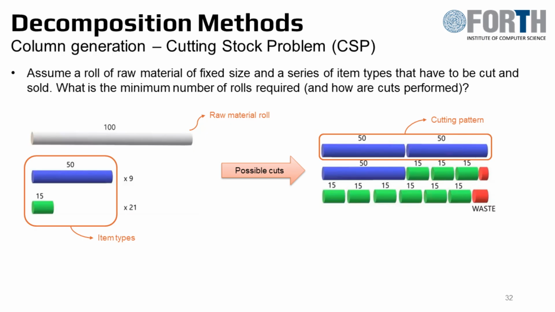For example, if the roll length is 100 and we have item lengths 50 and 15, we may cut A, 2 pieces of length 50, B, 1 piece of 50 and several pieces of 15, C, only pieces of length 15, and so on. Each pattern corresponds to a column in a linear program. The decision variable associated with a pattern represents how many rolls are cut according to that pattern. The difficulty is that the number of feasible cutting patterns can be extremely large. In fact, it grows combinatorially as the number of item types increases.